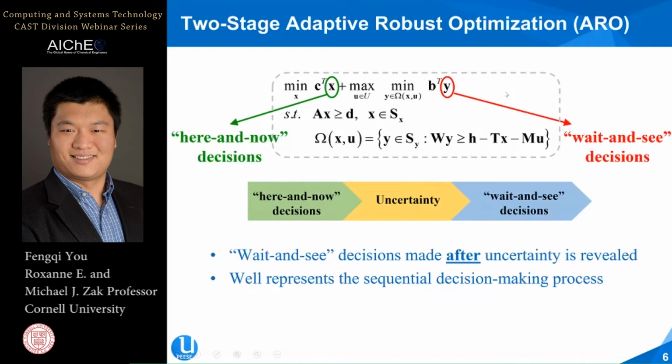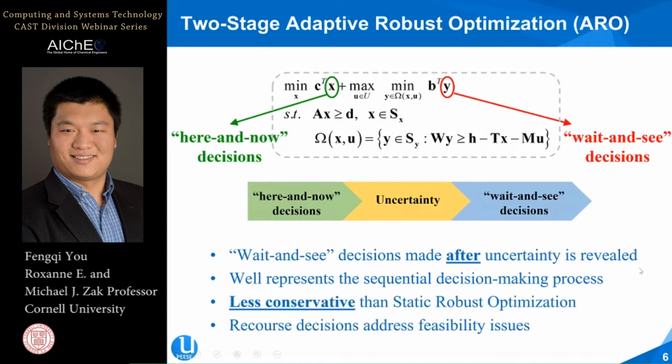So wait-and-see decisions are made after the uncertainty is revealed, and they can really represent this kind of sequential decision-making process. So this really introduces more flexibility to adjust the conservativeness in a certain way. And the recourse decisions are really helpful because they can also fix a lot of the feasibility issues that we see in the conventional static robust optimization.